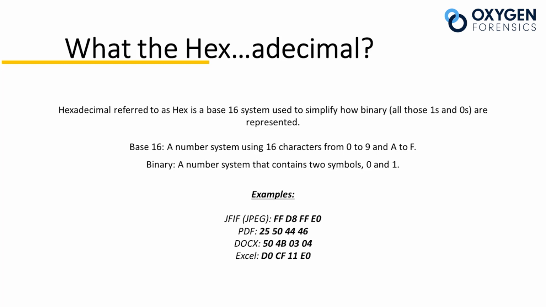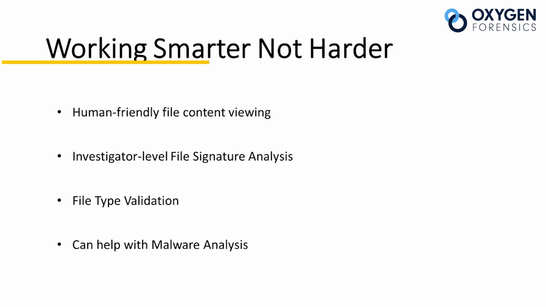Hexadecimal, referred to as hex, is a base 16 system used to simplify how binary, all those ones and zeros, are represented. Base 16 is a number system using 16 characters from 0 to 9 and A to F. Binary, of course, is a number system that contains two symbols, zeros and ones. Essentially, values represented in hex are more human-friendly as compared to reading and interpreting values in plain binary. Really, who wants to decipher all those ones and zeros, especially when those values can be more easily represented?